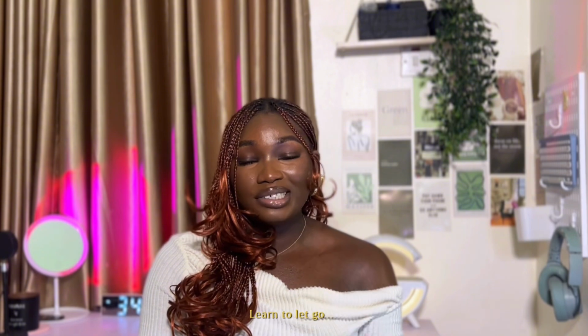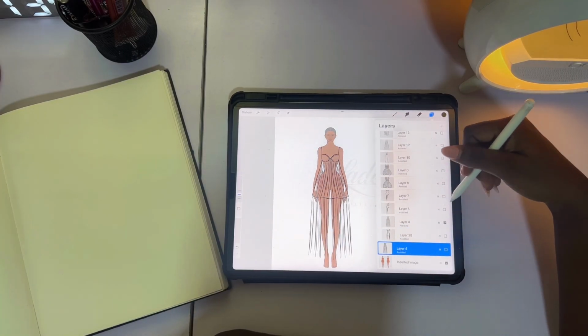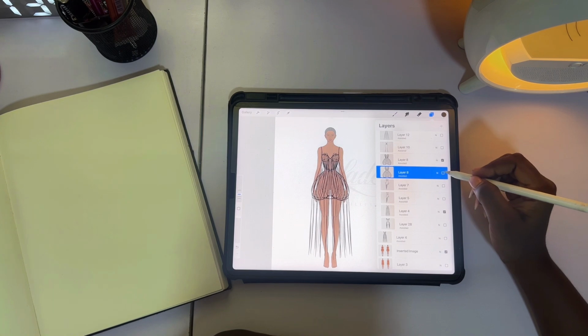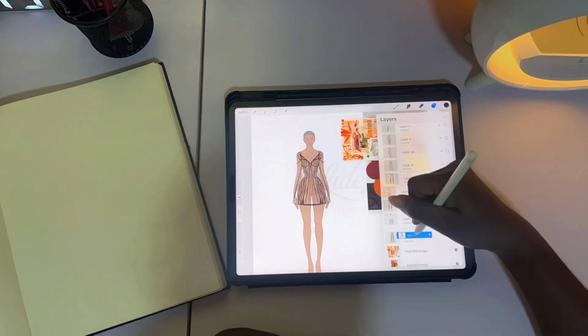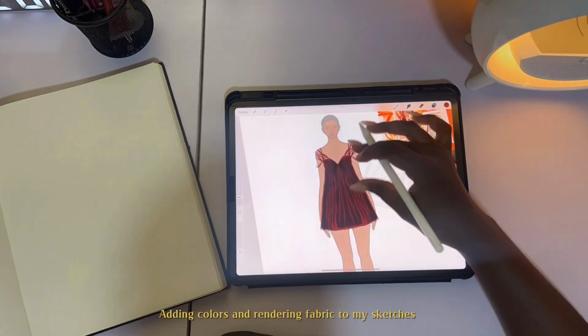Finally, do not hesitate to revise. Just because you've picked a fabric and color does not mean that piece has to be in your final collection. You can go back and revise as many times as you want until you feel like the collection truly embodies the inspiration and vision that you have.